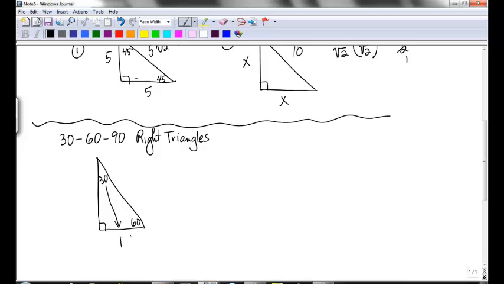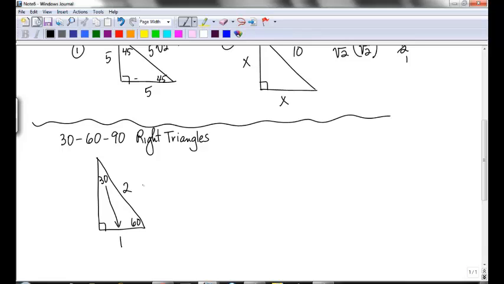The hypotenuse is twice that shorter leg. How do you know which one's the shorter leg? It has to be small. It has to be opposite the smallest angle. Which one's the smallest angle? 30. Okay, the hypotenuse is twice that shorter leg.